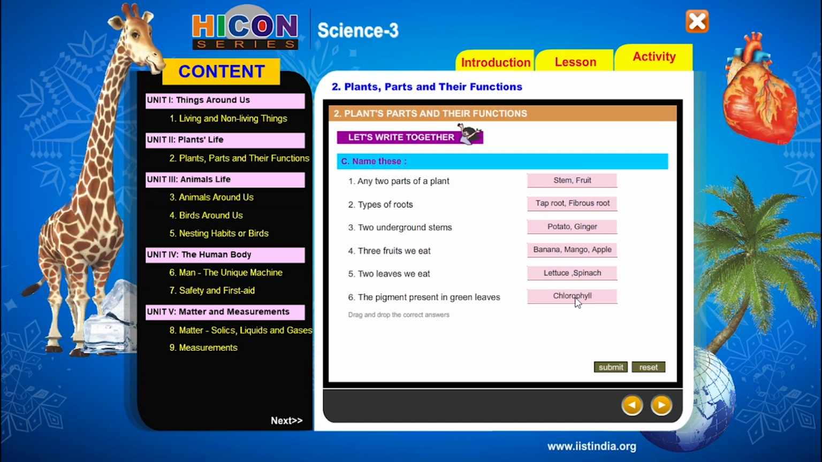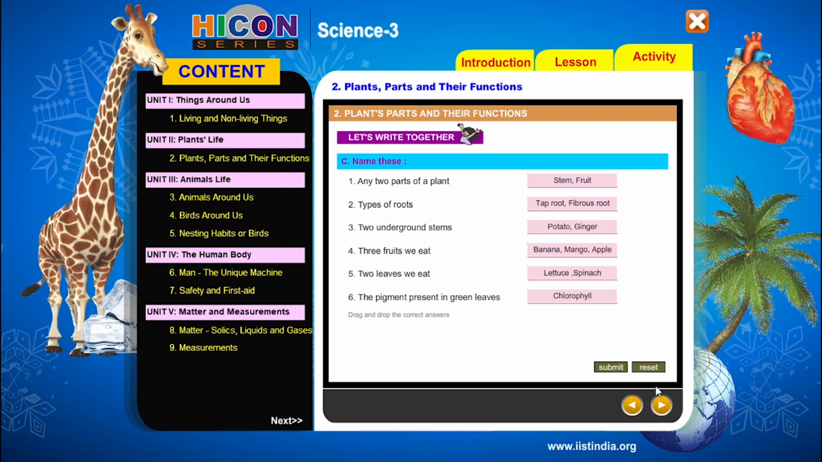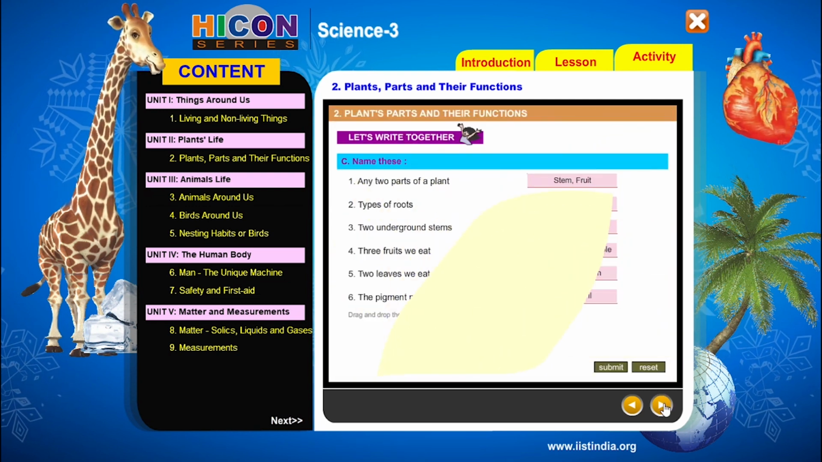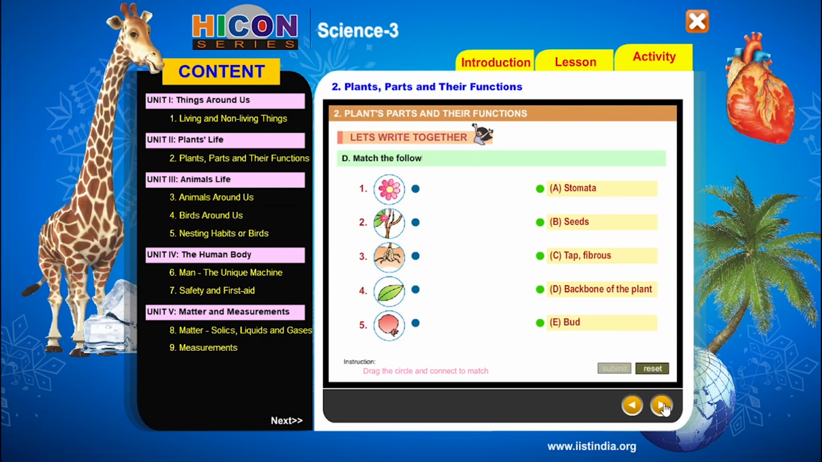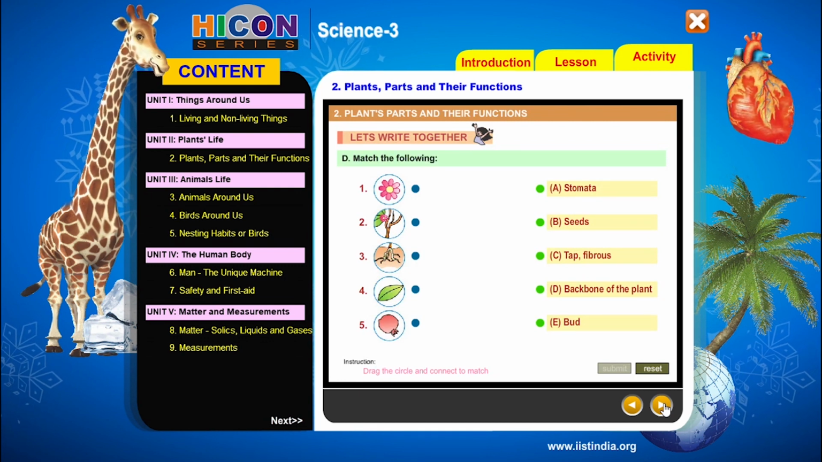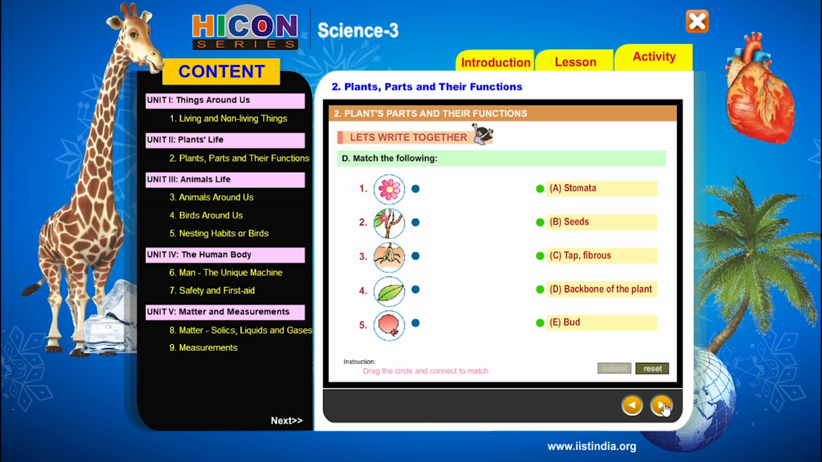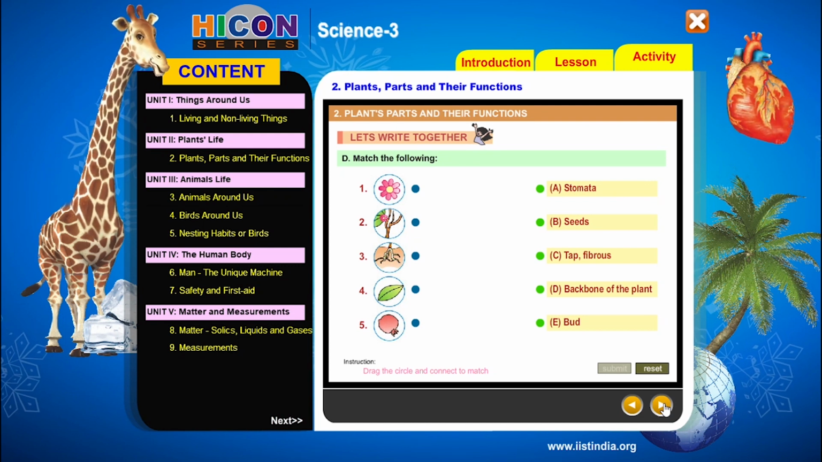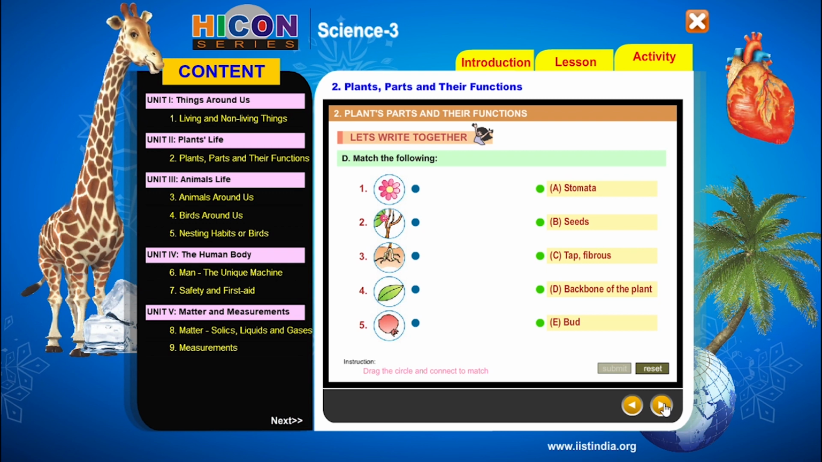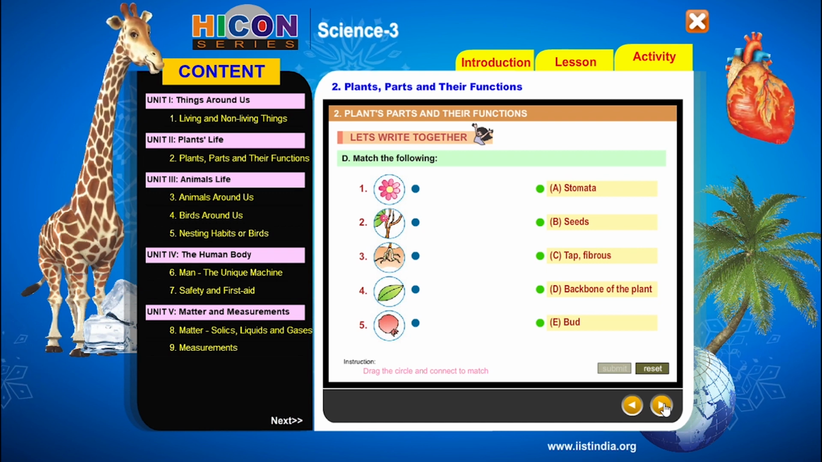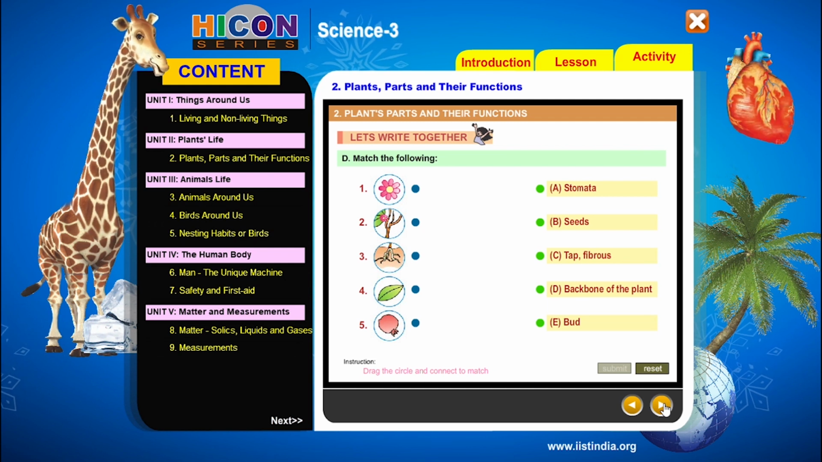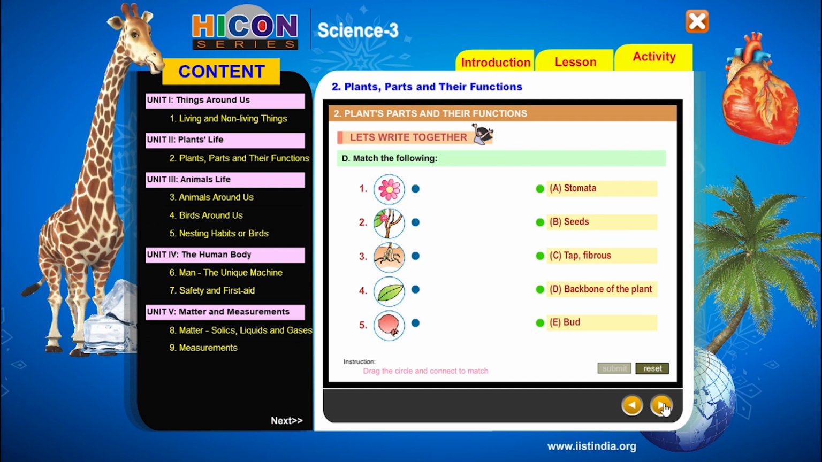So let us enter the next part in our activity section. Match the following. Children, this is a matching. Some flowers and some parts of the plants are given on the left side and their names are given on the right side. Now our task is to match each one with the correct one. So we have to pair the correct ones.